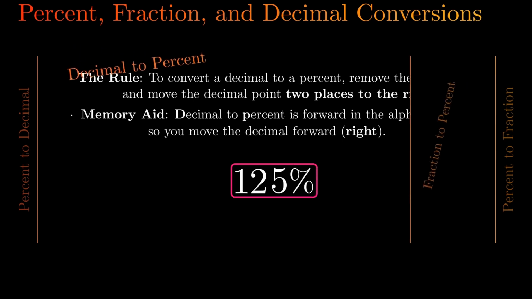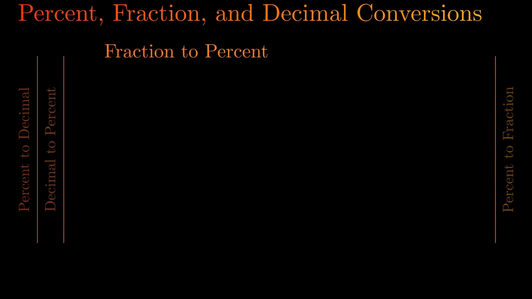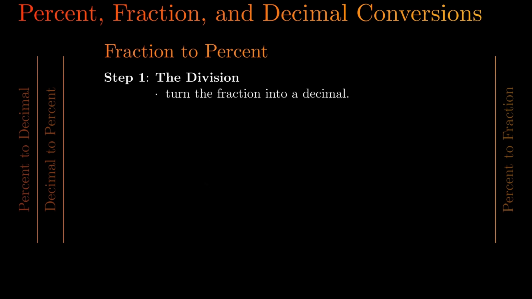Fraction to percent. This is a 2-step dance. We can't go straight from a fraction to a percent. We have to stop at decimal station first. Step 1, the division. First, we turn the fraction into a decimal. We actually covered the nitty-gritty of this back in Chapter 2, so if you need a full refresher on converting fractions to decimals, pause here and go check out that video.